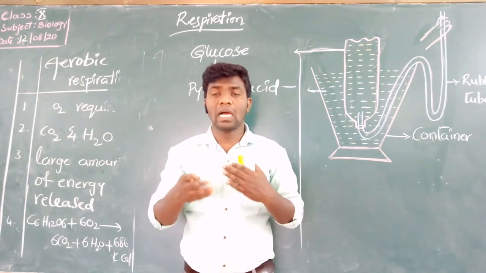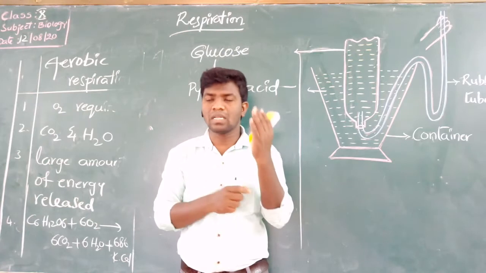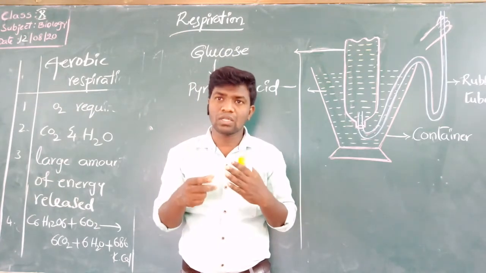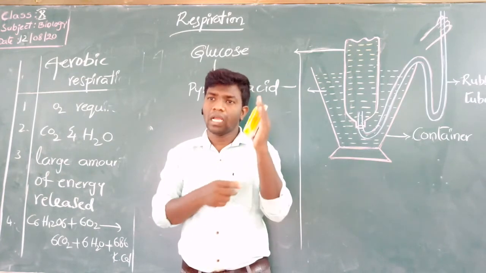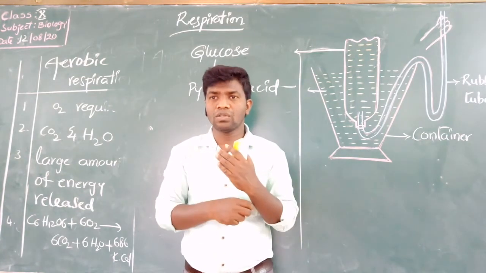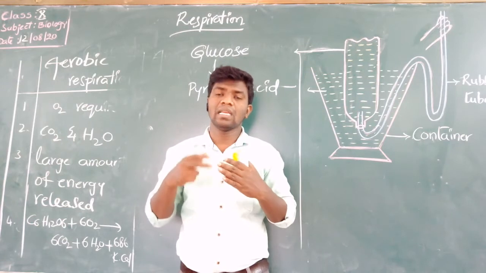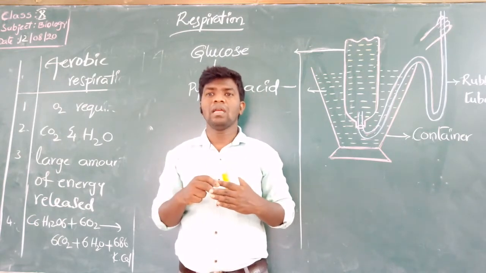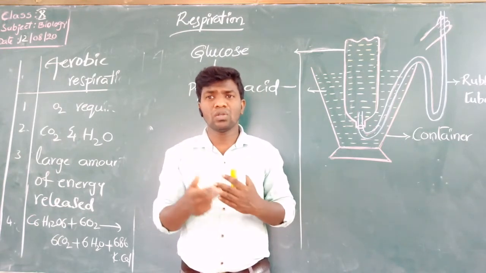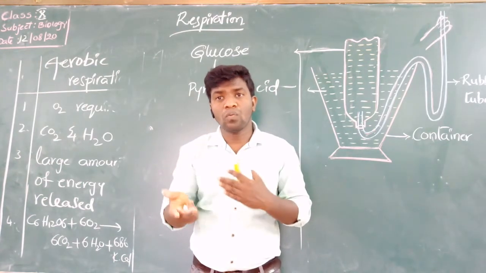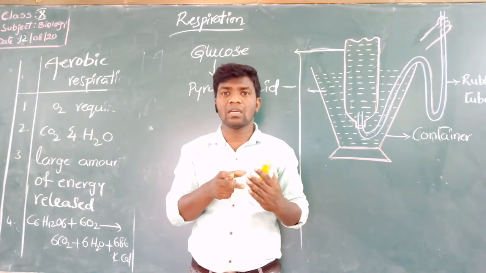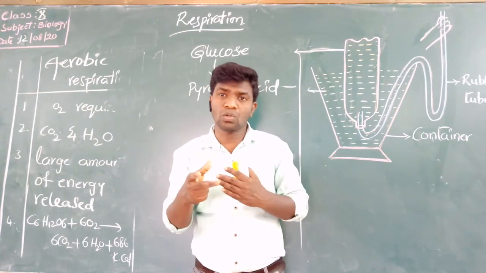In muscles and several tissues, pyruvic acid is reduced to lactic acid. In our muscles and tissues, the pyruvic acid is converted into lactic acid. And second, in the absence of oxygen, yeast cells convert pyruvic acid to ethanol.